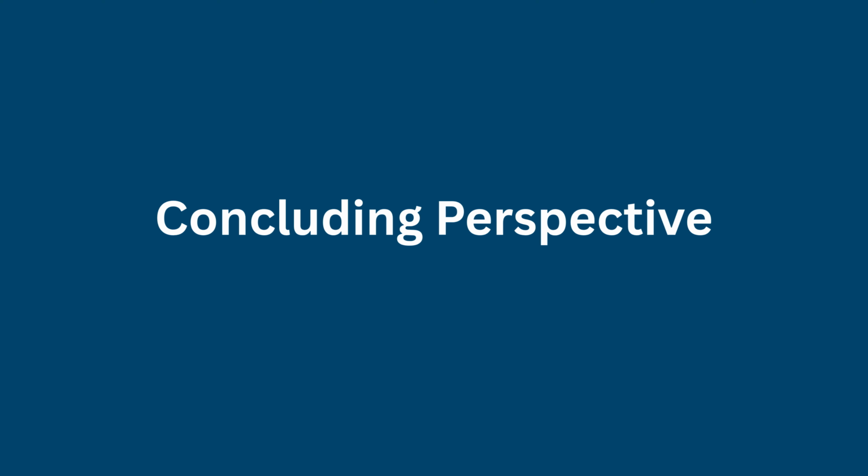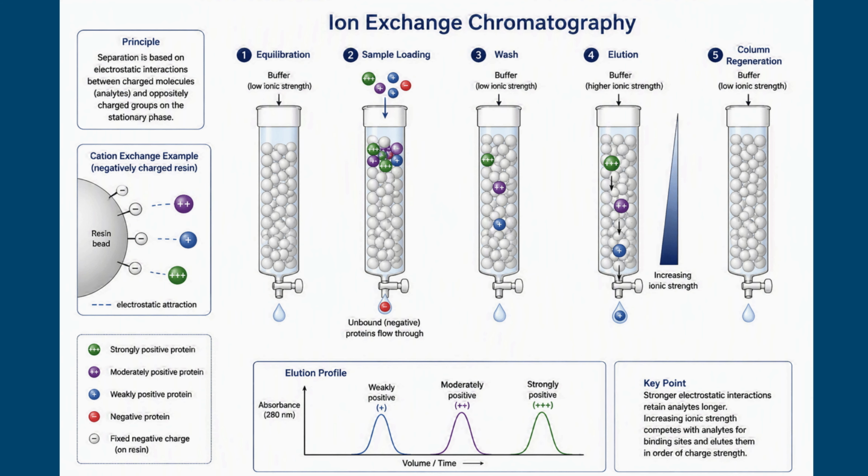Concluding perspective. Ion exchange chromatography is fundamentally a reversible electrostatic separation process, but its analytical performance is determined by sophisticated polymer chemistry. The resin must simultaneously provide high exchange capacity, controlled swelling, accessible porosity, adequate mass transfer, chemical stability, and mechanical strength.